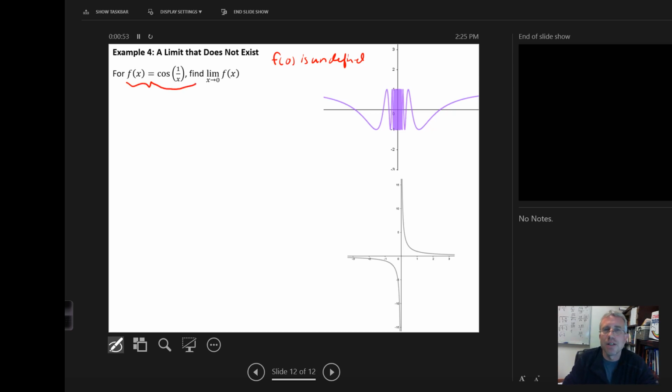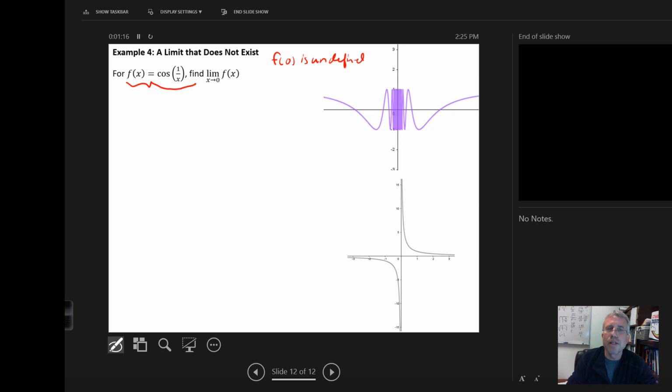Our first step in graphically analyzing a limit is going to be to draw the graph of the function. So here I used GeoGebra Classic 5 to come up with the graph of the function. And it looks like the function values are bouncing between -1 and 1 as x approaches 0 from the right and as x approaches 0 from the left.